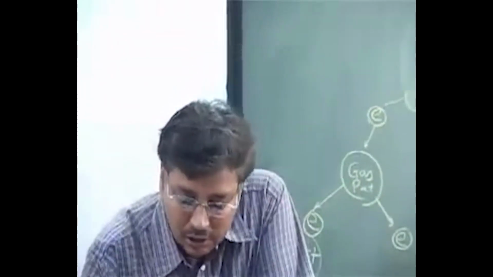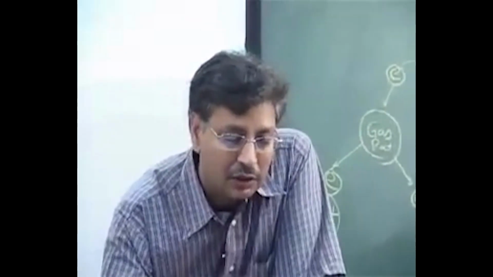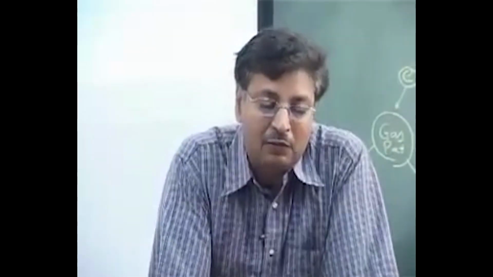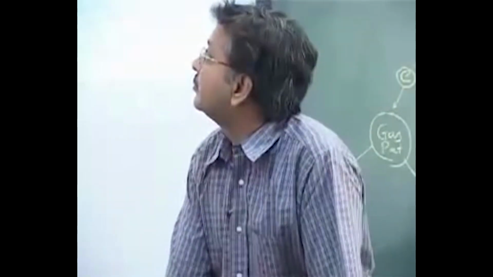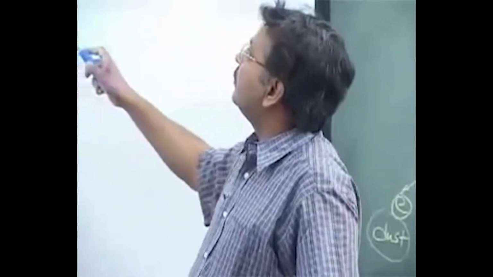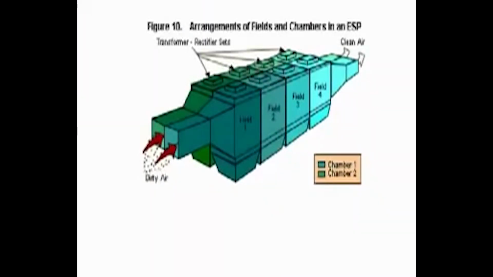So what I'll do is that I downloaded some pictures for you. Let's see if you can see that one. So this is what a typical ESP will look like with 4 fields. You have the transformers and rectifiers fitted onto the top, field number 1, field number 2, field 3, field 4, and generally they run in parallel. Because you see here the gas quantity may be very large, you don't want to have one large thing, rather you divide it.